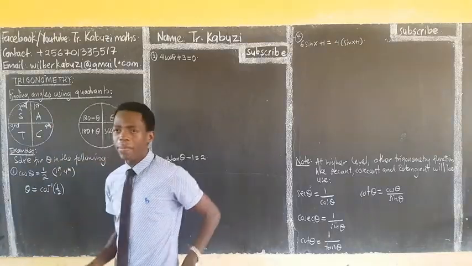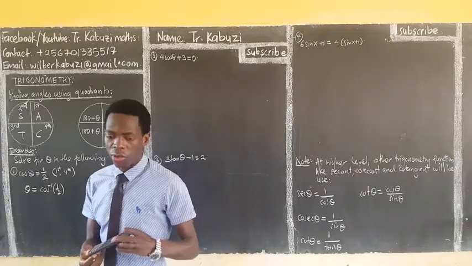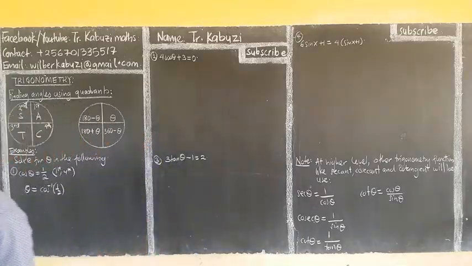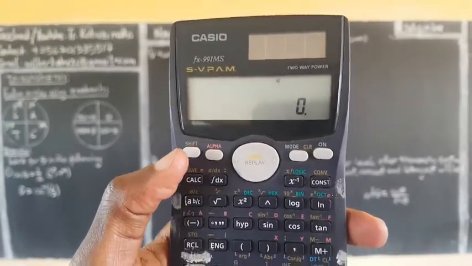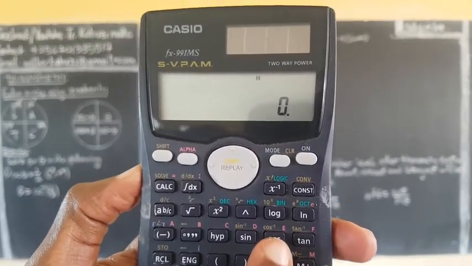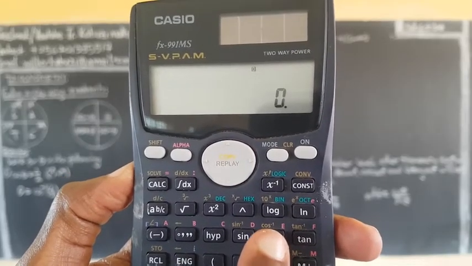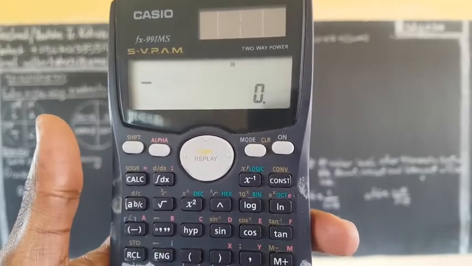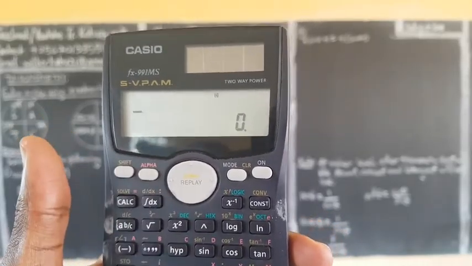Now, how do we place this on the calculator? This is my calculator. Now, there is this button of shift, and then here you see there is this button of cos. Up here, the shift function is cos inverse. So to press cos inverse, you first press shift, then you press that button of cos.